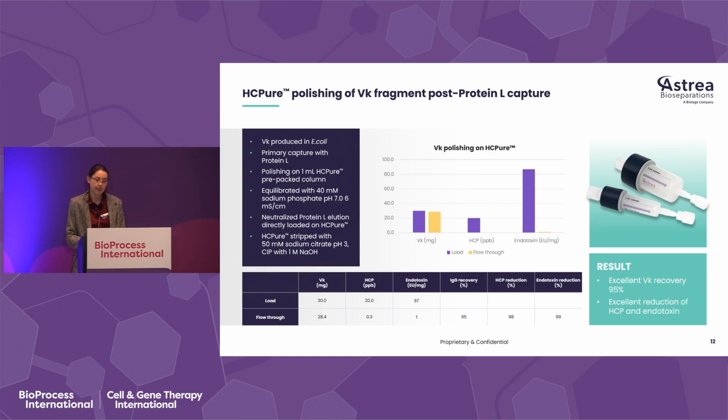And you can see that we got great recovery of the VK, reduction of HCP again, and then, of course, we measured the endotoxin in this one as it was produced in E. coli, and we got 99% reduction of the endotoxin as well. So I've shown a few examples now of different expression systems and the different impurities that we can remove with HCPure.